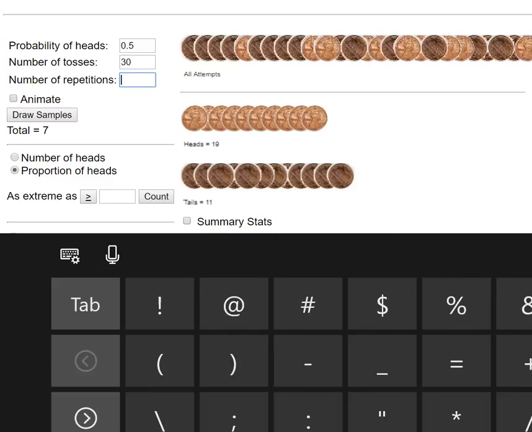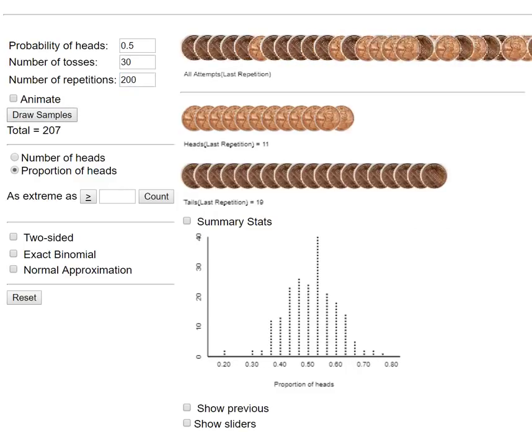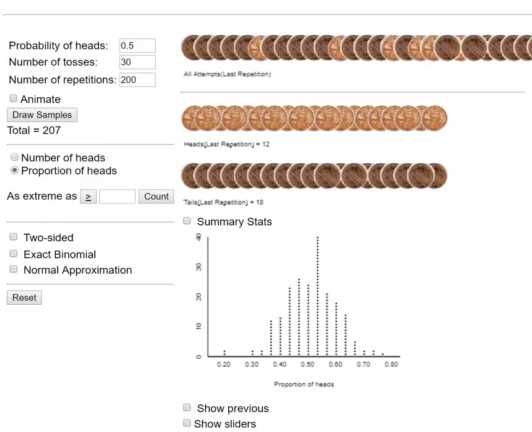So let's say like 200 more samples. There you go. And there's what's called my distribution of sample proportions, because every single one of these little dots is a p-hat. It's a proportion of heads that happened in 30 flips of the coin.